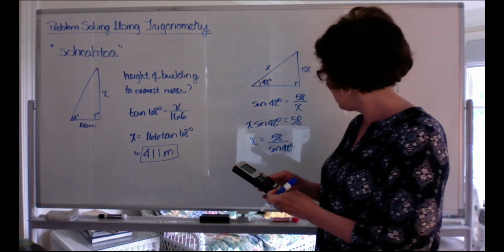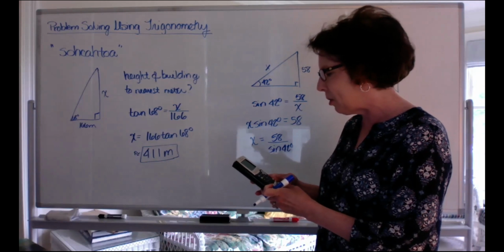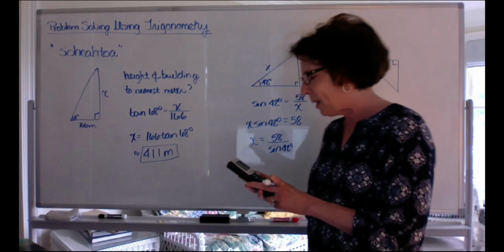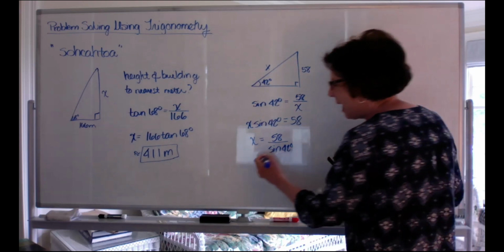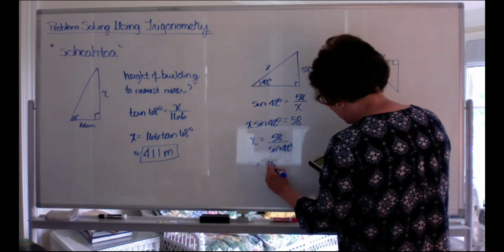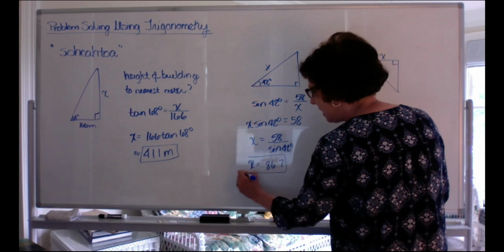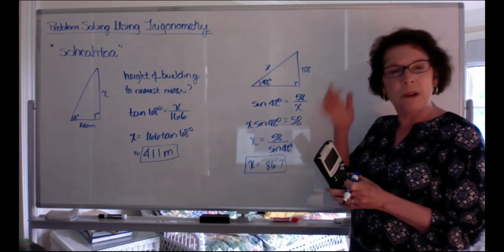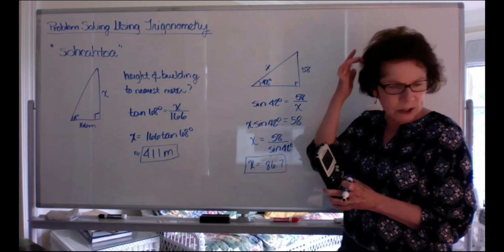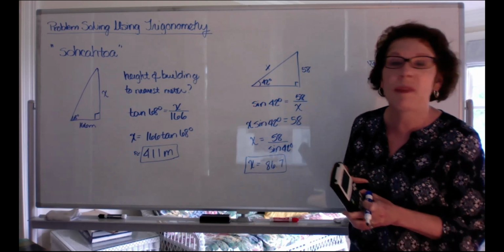So let's go ahead and see what that is. 58 divided by the sine of 42 degrees gives me 86.67. Well, let's go ahead and round that to the nearest tenth. I've got 86.7. So x equals 86.7. We won't use units on that. I think it was a word problem here, but we're just not going to worry about that.